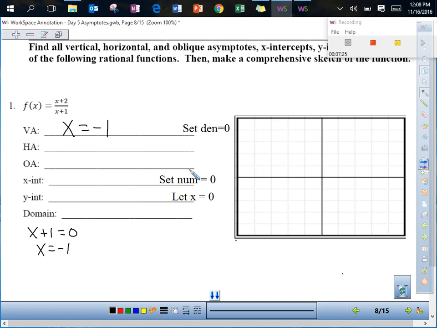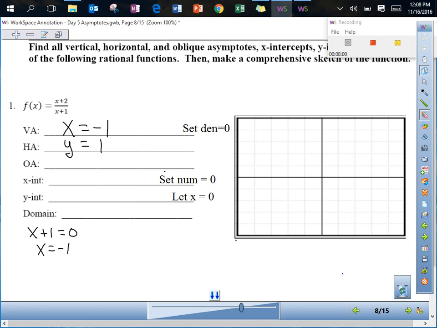Set the denominator equal to 0. Now the horizontal asymptote. Notice that the highest power in the numerator is a 1. The highest power in the denominator is also a 1. Now look at the coefficients. 1 over 1 is 1. So I have a horizontal asymptote at y equal 1. If there would have been a 2 here, then it would be 1/2. But there is no 2 there.